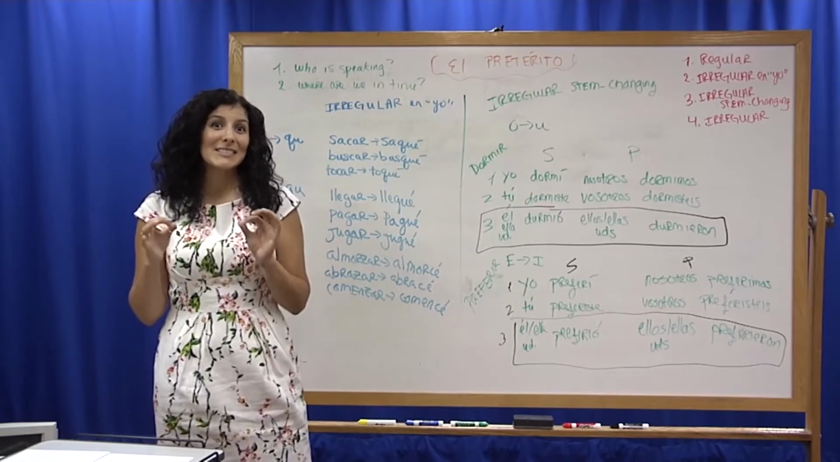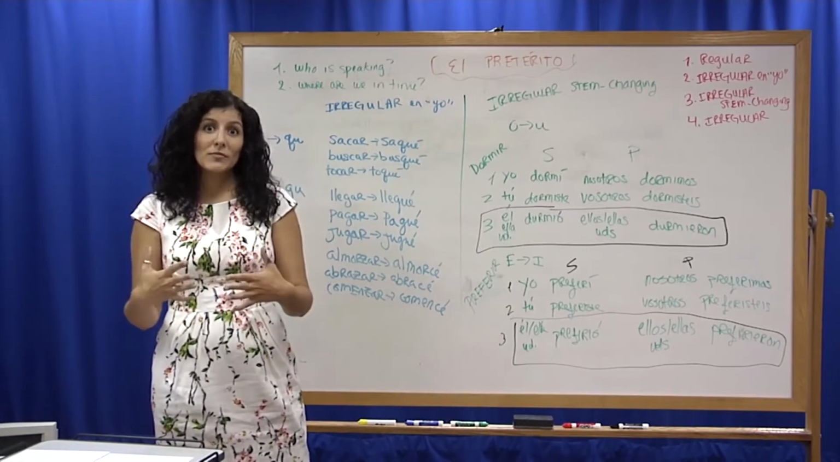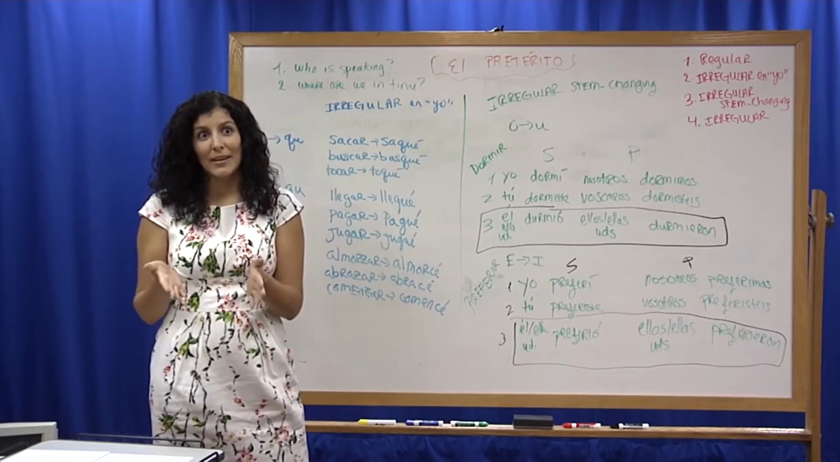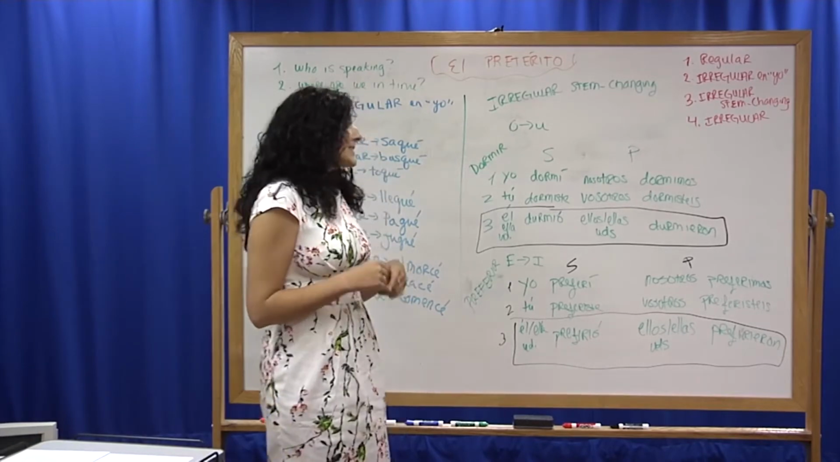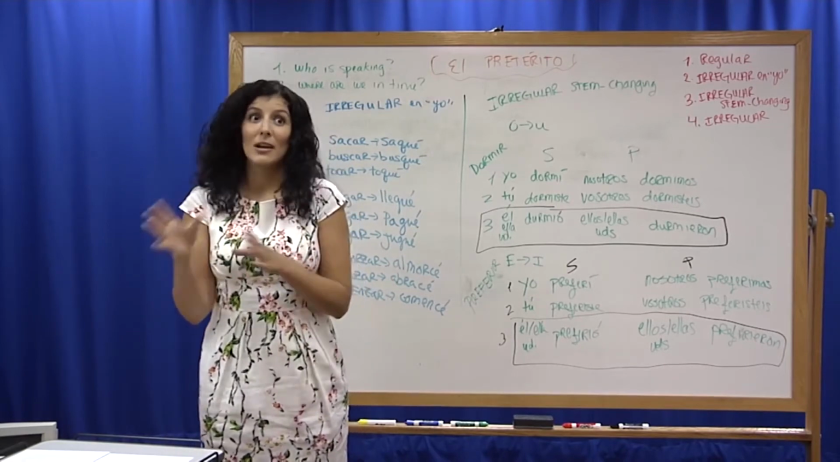That list is not necessarily the same for the preterite. So you just have to learn which verbs are going to stem change in the preterite as they are. Let's continue to look at how we would do this stem changing in the preterite to talk about past events.